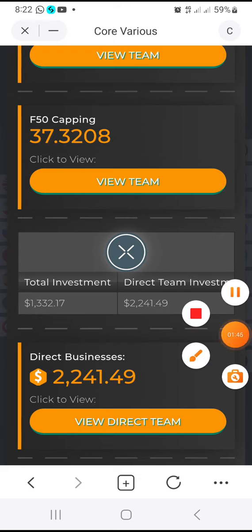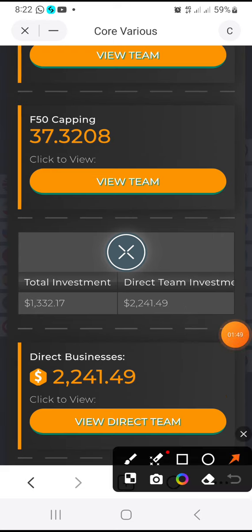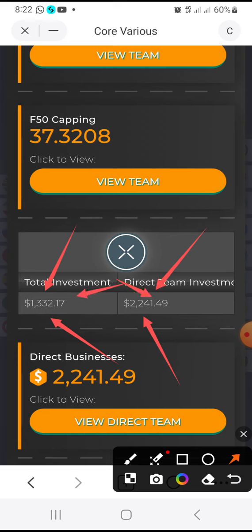If you look over here, you are going to see that the F50 capping for this account is 37.32. That is not all. Look over here. The direct team investment is 2,241.49. And look over here. The total investment is 1,332.17. Here and here go hand in hand.